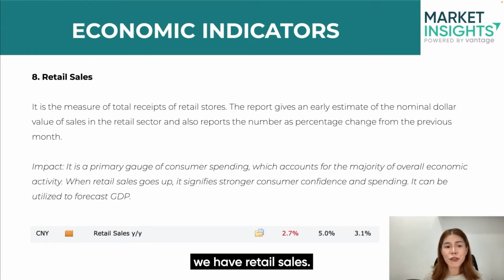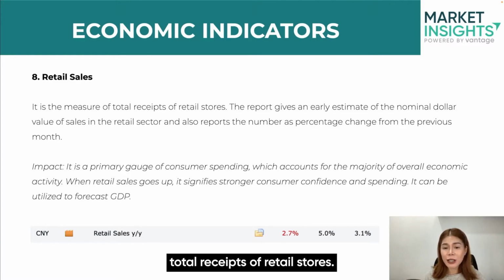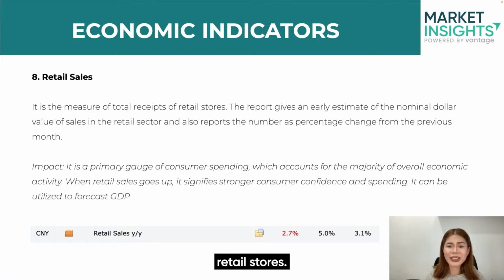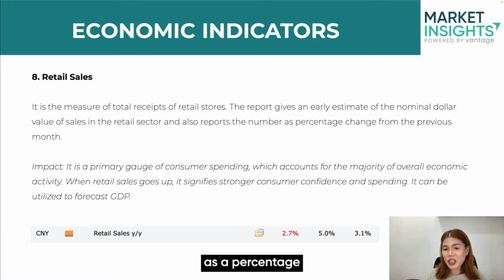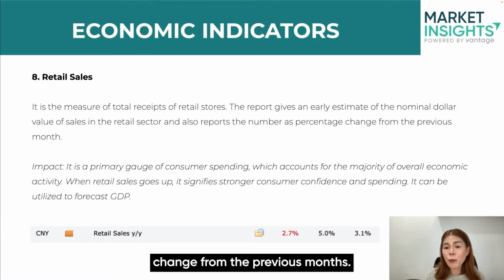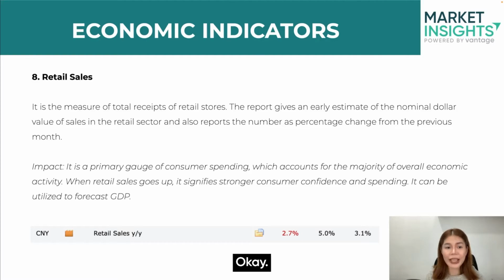Number 8, we have retail sales. So retail sales is the number of total receipts of retail stores. Most of us are consumers, and consumers buy from retail stores. So this report gives an early estimate of the nominal dollar value in sales in the retail sector and also reports the number as a percentage change from the previous month. We don't care about the nominal value, we only care about the change in percentage. Okay?